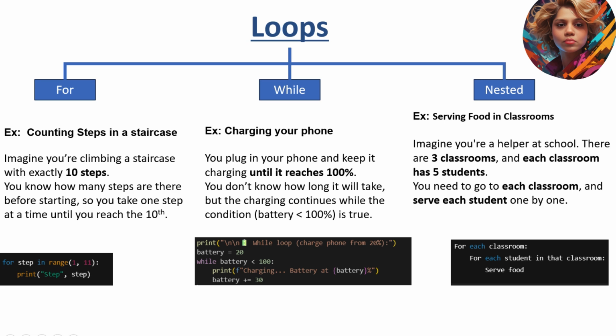Let's talk about loops. One of the most useful things in programming. There are three different loops: for loop, while loop, and nested loop.